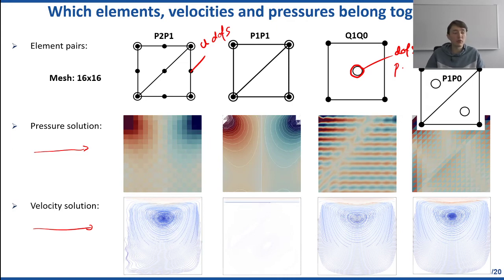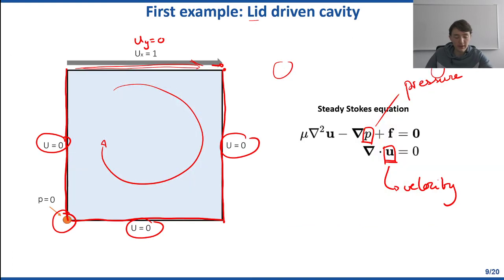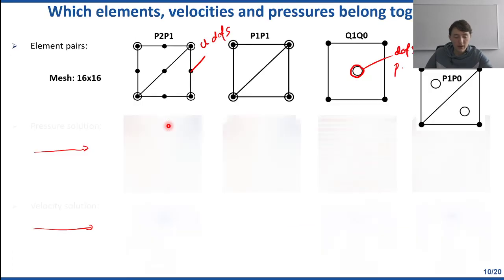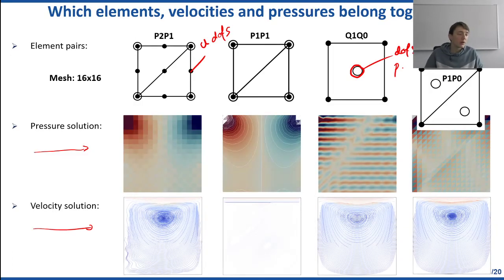If I use those as my elements in a mesh to handle the previous problem, this guy, then I get the solution fields that you see at the bottom. And my question to you now is to match the elements with the pressures and the velocities. So you can pause right now and also skip to the next slide and I'll give you the answer.